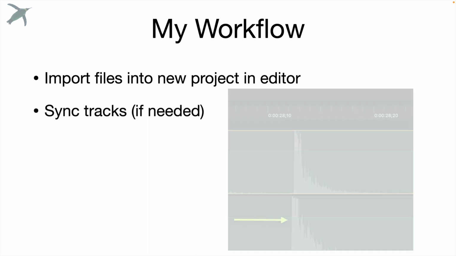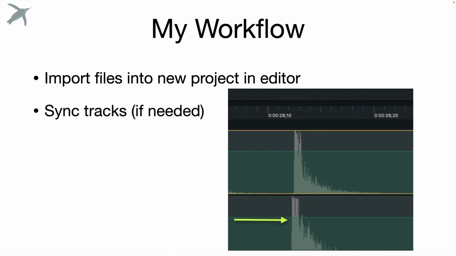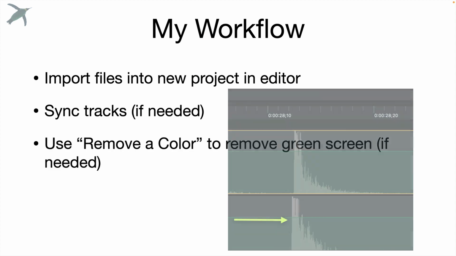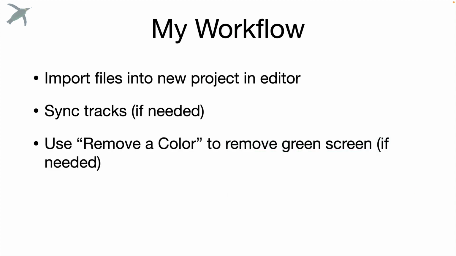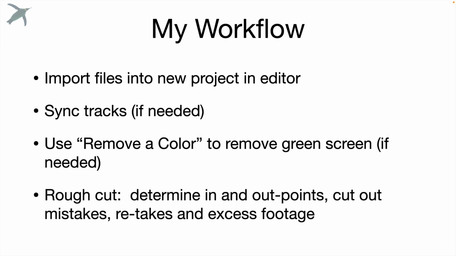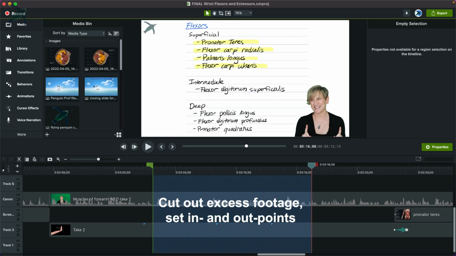And then the first thing I do is sync tracks. So if I have multiple tracks with audio, I line those up first before you do anything else. Another thing I do right at the beginning is remove a green screen if I used one. And then I start my rough cut and I will determine when the video will start and end. I cut out all the mistakes, the retakes, and any excess footage.